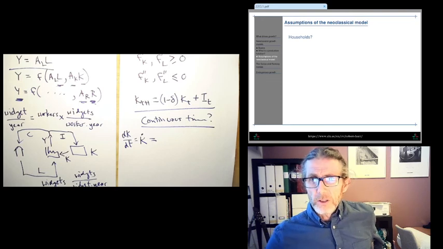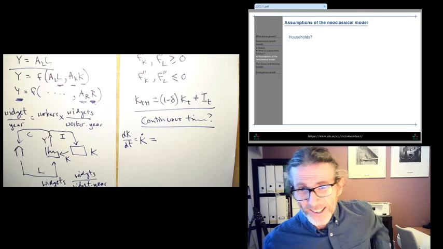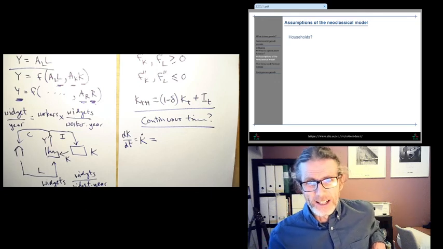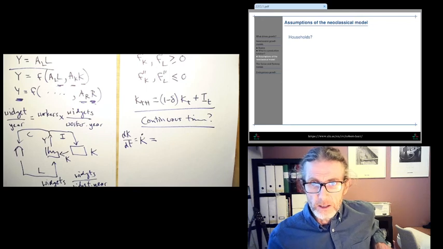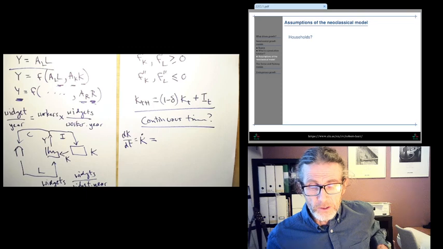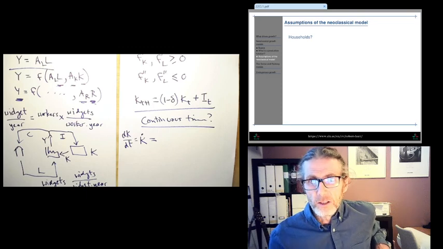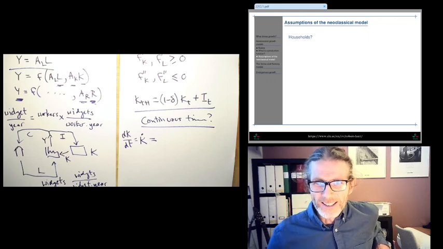What about households? Households are a blank page in the neoclassical model. What I mean by that is we can assume different things in different versions. And that's what the difference is. The key difference between Solow and Ramsey, for instance, is what we assume about the households, and that's coming up in the next video.